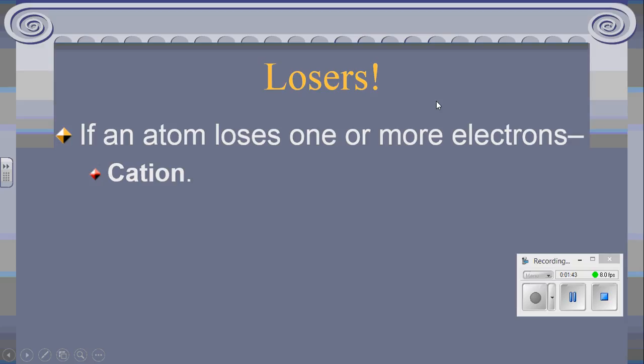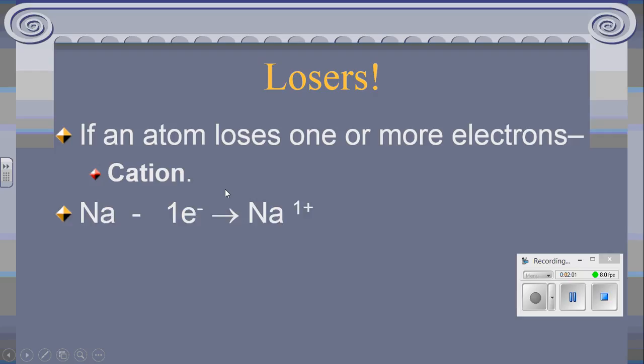So let's look at some examples. If an atom loses 1 or more electrons, then because it's losing a negative, it becomes positive, and a positive ion is called a cation. Please notice that the word is cat-ion. It looks like it might be something else, but it's cation.